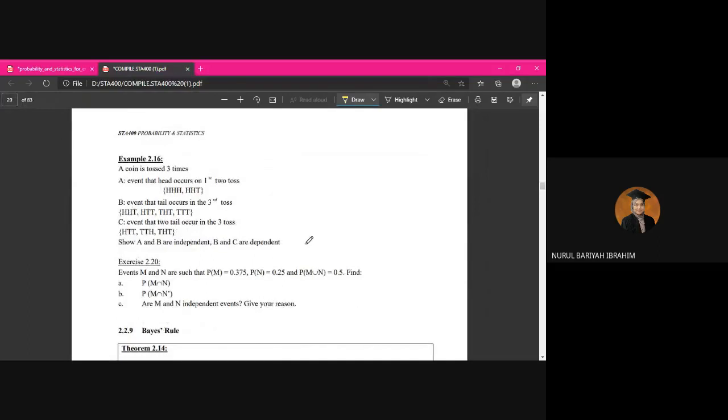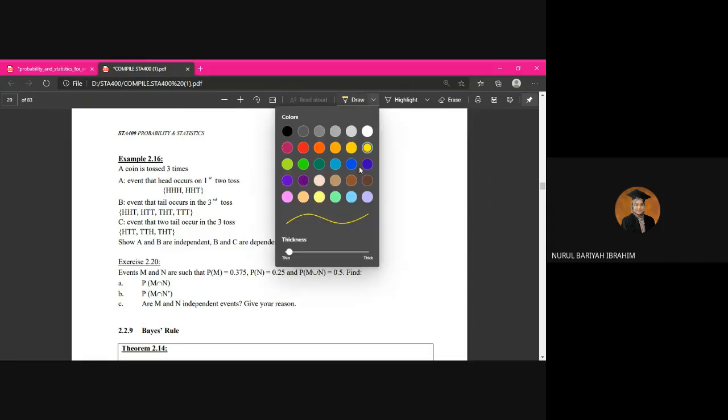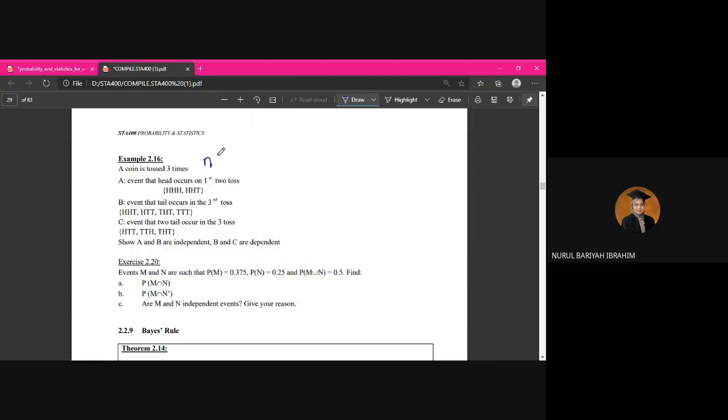Okay, let's say this. A coin is tossed 3 times. Okay, an event that head occur on the first toss will be this. Okay, bila toss the coin 3 times, you akan dapat dia punya sample space adalah akan ada 8, betul tak? Okay, dia punya sample space akan ada 8 combination.